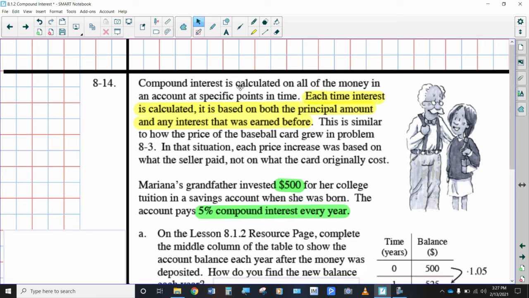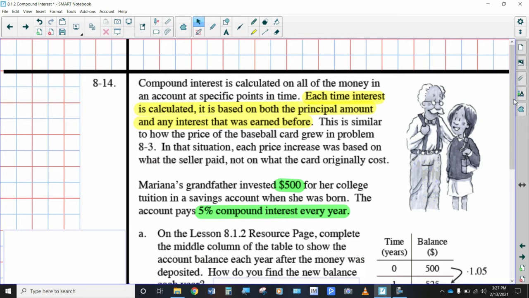All right, compound interest is calculated on all the money in an account at specific points in time. Each time interest is calculated, it is based on both the principal amount and any interest that has been earned before. Okay, have we said this enough? We'll probably say it a few more times. This is similar to how the price of the baseball card grew in problem number 3 in the previous lesson. In that situation, each price increase was based on what the seller had paid, not what the card had originally cost.